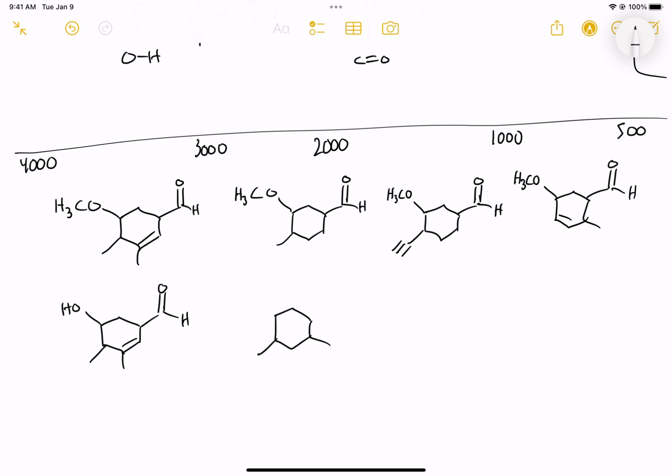So my recommendation, if you see these structures, is to cross out the ones that clearly don't match the spectra completely, and that will help you limit your possibilities. You're kind of limiting some of the options, so it's easier to narrow things down.